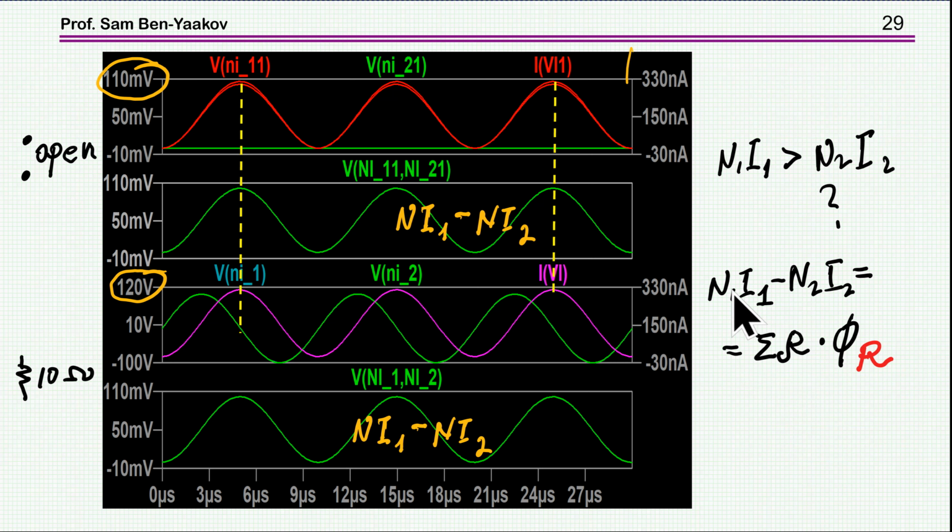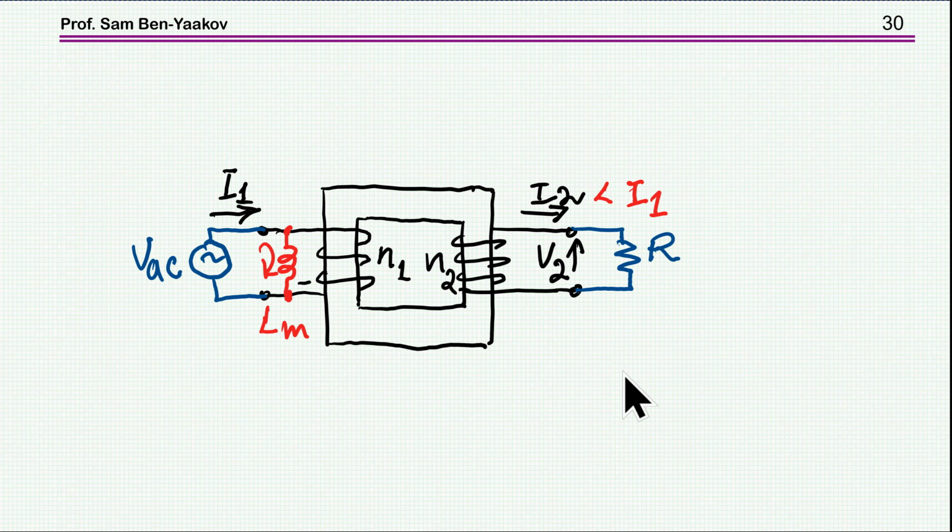So to say that in a transformer the MMFs are exactly the same is actually neglecting the reactive part, which needs a difference in the MMF between the input and output to maintain the flux within the core. Now the implication of this is that the input current is in fact larger than the output current, because the MMFs are not the same.